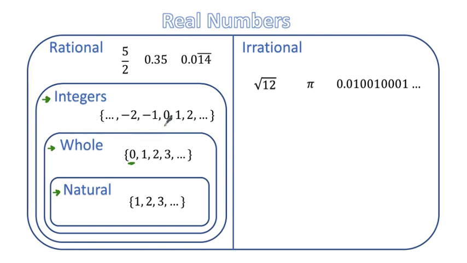Our integers include our natural numbers, it includes 0, and it includes negative whole numbers. So to re-emphasize, our natural numbers do not include 0. Our whole numbers do not include negative whole numbers, but our integers do.